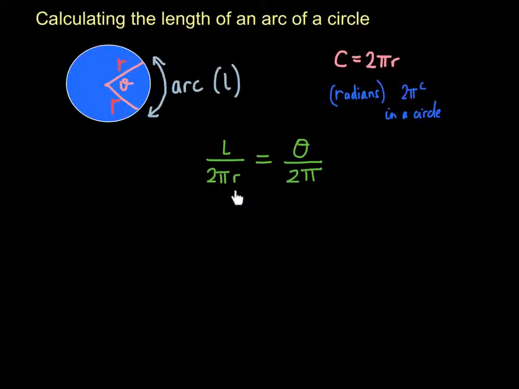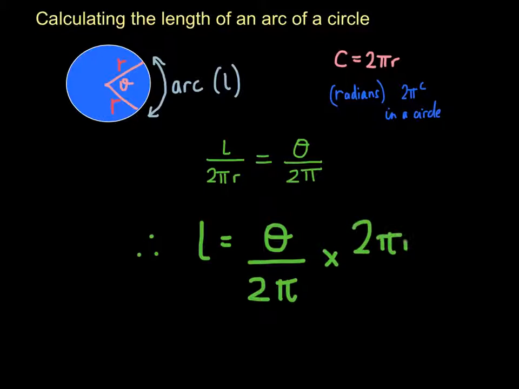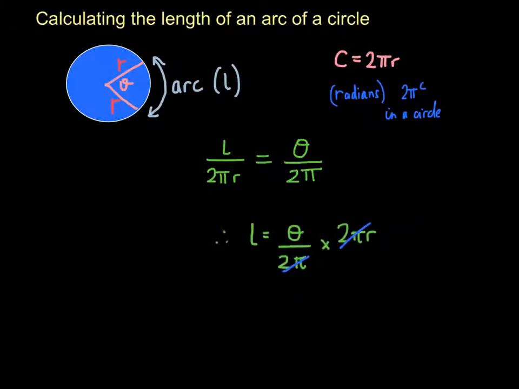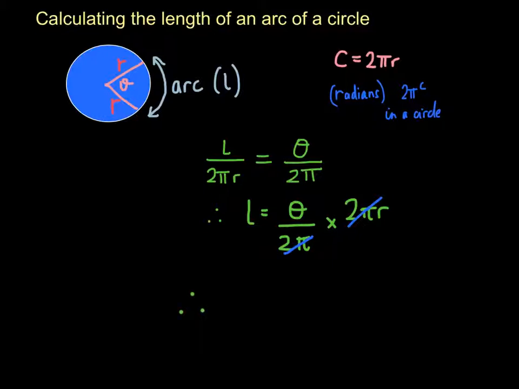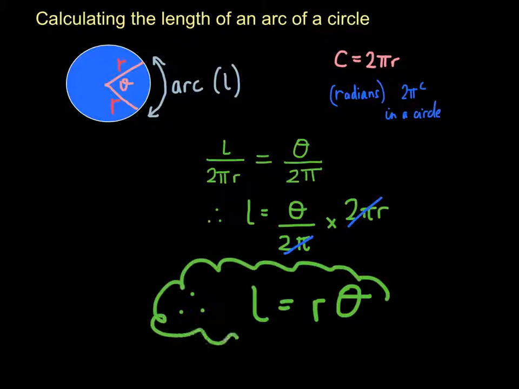So all we do now is cross multiply, taking the 2 pi r across to the right hand side. Therefore we've got a formula: the length of the arc is equal to theta divided by 2 pi, times 2 pi r. As you can see, the 2 pi cancels, leaving us with such a simple formula. If you cast your mind back to GCSE, this topic, length of arcs of circles, was far more complicated than this. You're just going to multiply the radius and the angle by each other. Really efficient formula.